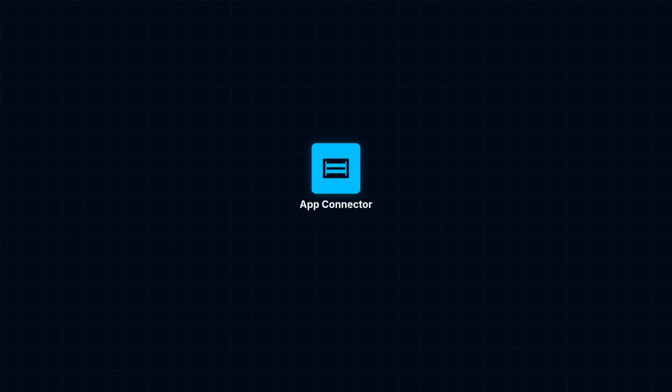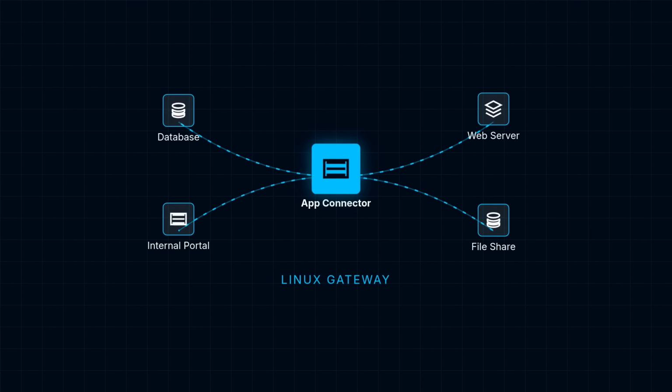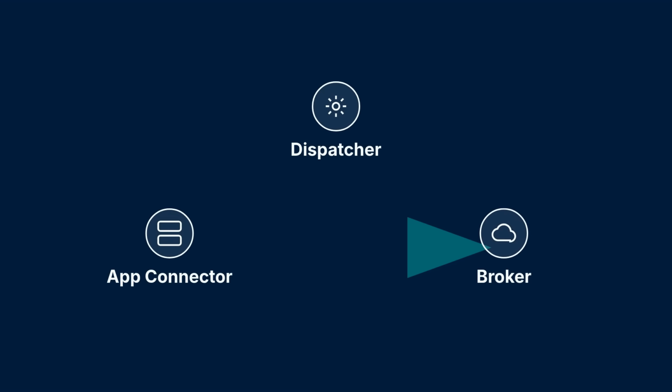Next is the App Connector, a customer-deployed Linux server that acts as the gateway to the internal applications. The dispatcher is the node that selects the correct app connector. It then informs that app connector to initiate a tunnel back to the specific broker the user is connected to.